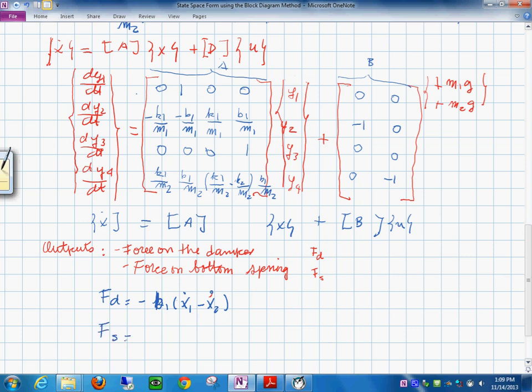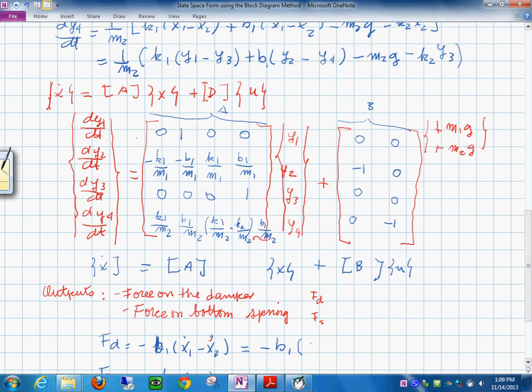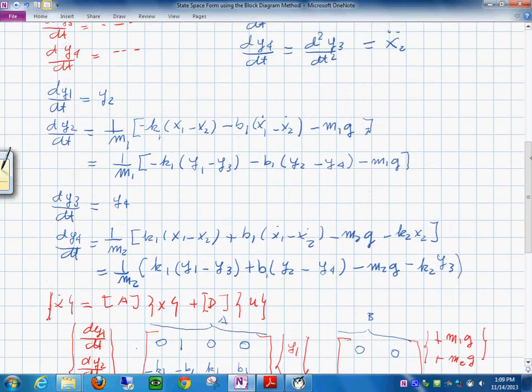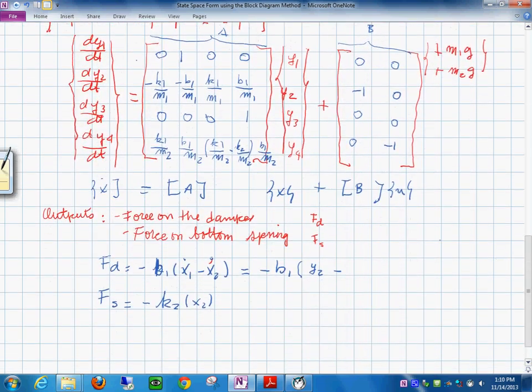And the force on the spring is going to be minus k sub 2 times x sub 2. So in here, remember, this would be minus b1 times, what's x1 dot? Go to the coordinate transformation over here. X1 dot is Y2, right? See? So this X1 dot is Y2. And what is this X sub 2 dot? If you go to the coordinate transformation, X sub 2 dot, right here, is Y sub 4, because dy3/dt is X sub 2 dot. So that is going to be minus Y sub 4.